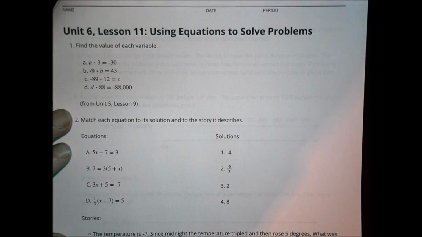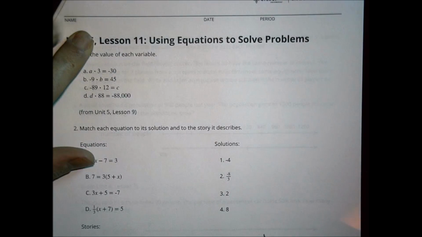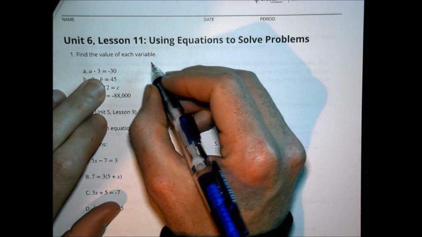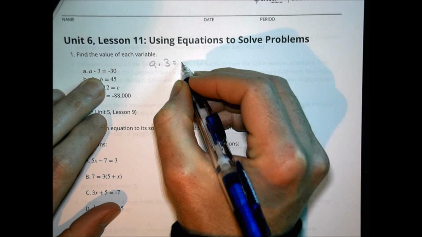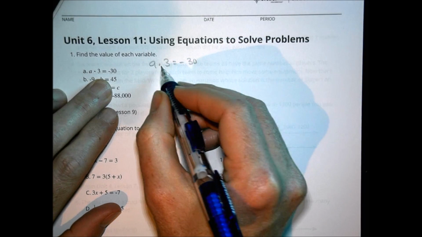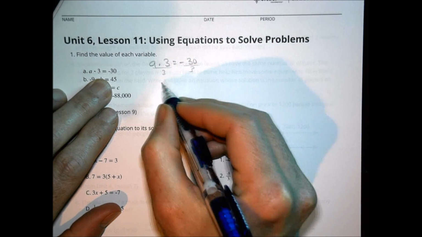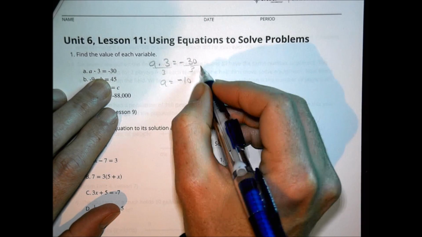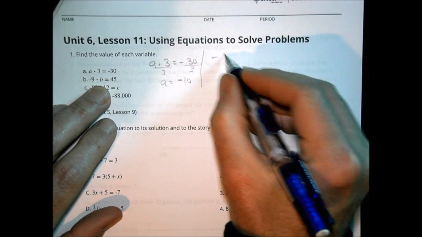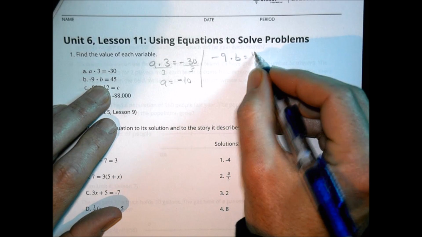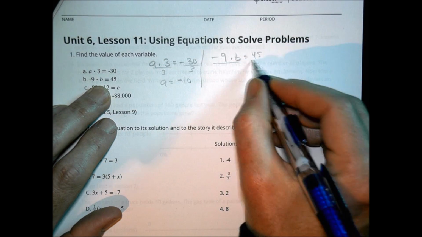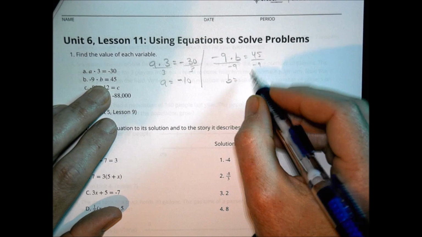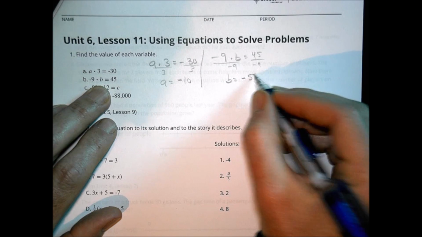All right, here we are, homework for Unit 6, Lesson 11. Find each variable. All right, so let's look at a first of all. We have a times 3 equals negative 30. To solve for a, we'll divide both sides by 3. So a equals negative 30 divided by 3, which is negative 10. For b, we have negative 9 times b equals 45. To get the b by itself, we divide both sides by negative 9. b equals 45 divided by negative 9, which is negative 5.